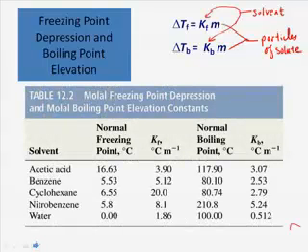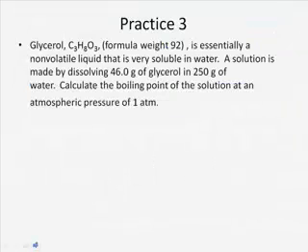And so here's a table. You have a similar one in your book that gives some values for the normal freezing points, your freezing point constant, and your boiling point constants. Okay, so let's take a look at an example problem here.